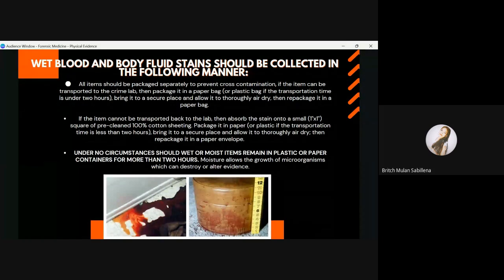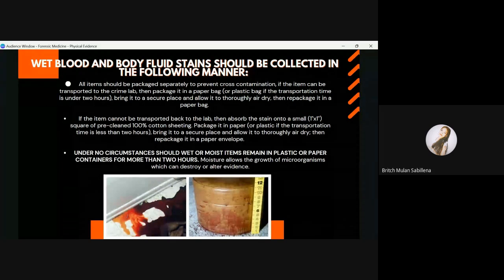First, put on gloves and a mask to prevent contamination. Second, take photographs of the blood stain to document its location and size. Third, use a sterile cotton swab to collect a sample of the wet blood stain. Fourth, absorb the remaining blood stain onto a small 1 by 1 square of reclaimed 100% cotton sheeting.